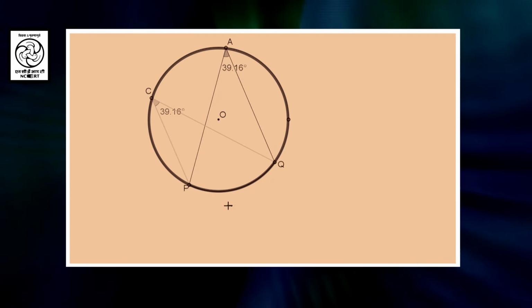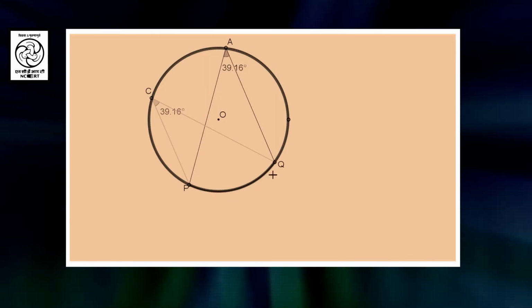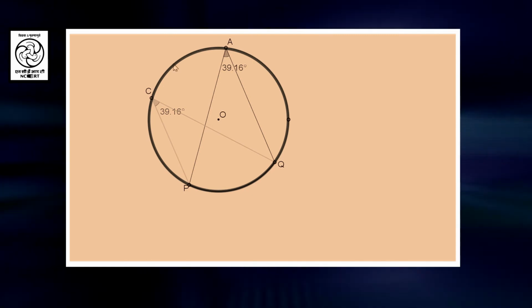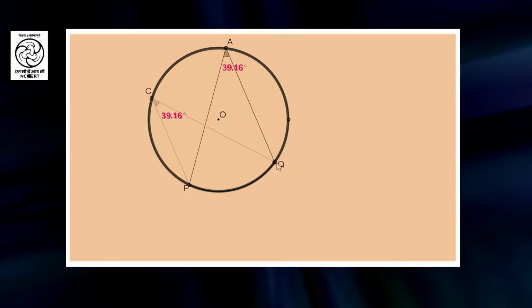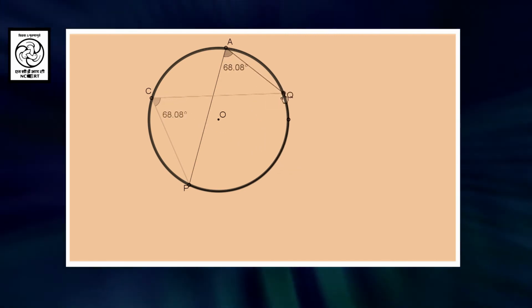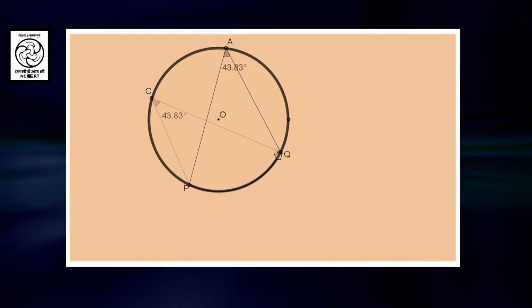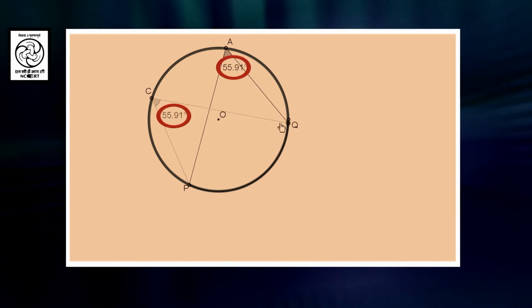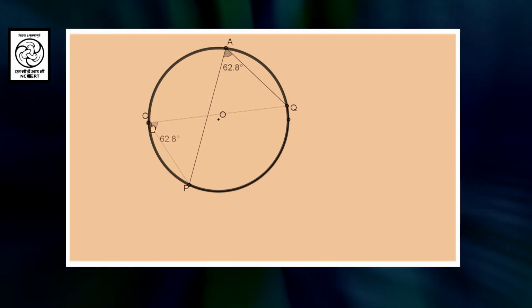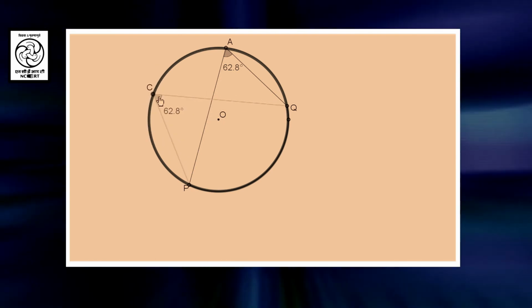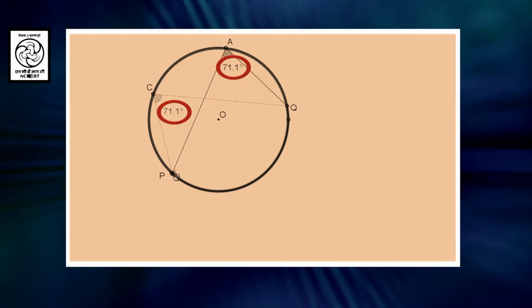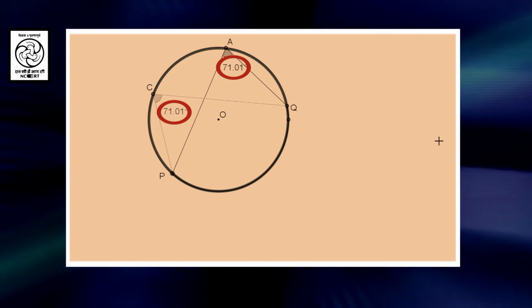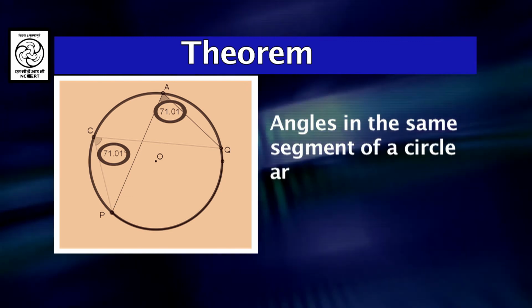Next, angles in the same segment. Let us see what is the relation between these two. PQ is the minor arc and C and A are on the major arc side, and you can see that both the angles are equal. Let us change. So, even if I change the position of Q, you can see that the angles always remain the same. Let us change the position of C. This angle remains the same. Even if we move P, then also there is no change in the relationship. So, we can conclude that angles in the same segment are equal.